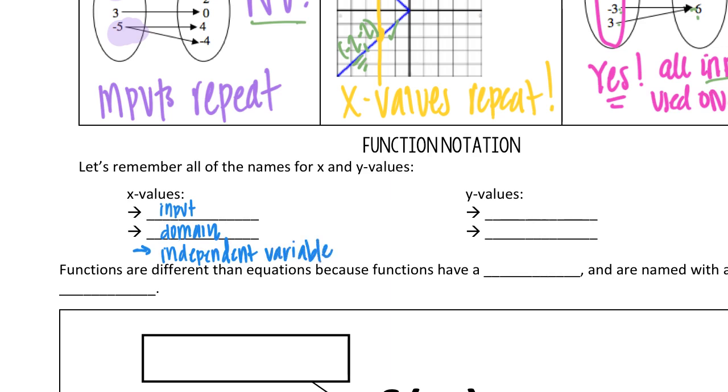On the other hand, y values, another word for those: output, or the range, or the last one is the dependent variable, the one that is a result of the change.